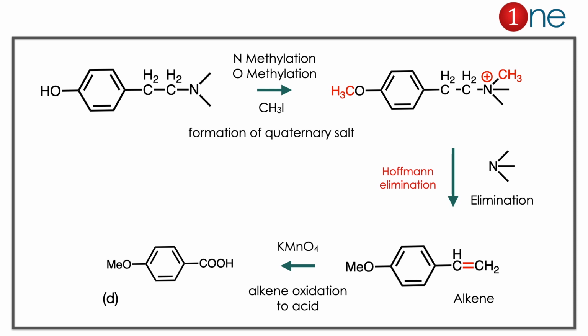Here you have to learn two important things. One is Hofmann elimination. Hofmann elimination always leads to the alkene in the presence of heat and silver oxide. The second thing is permanganate. Permanganate is a vigorous oxidizing agent. It removes anything from the side and converts it into carboxylic acid.